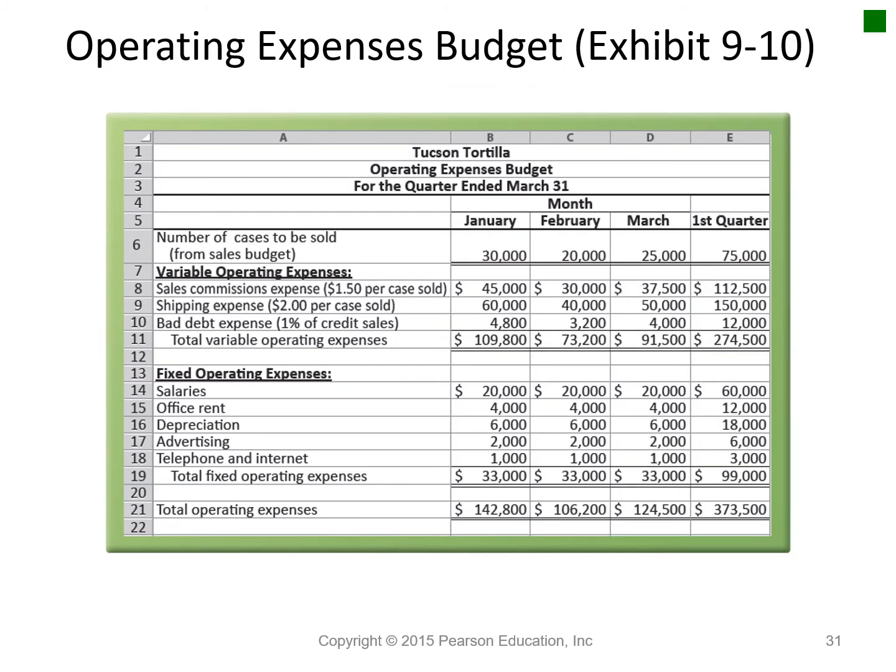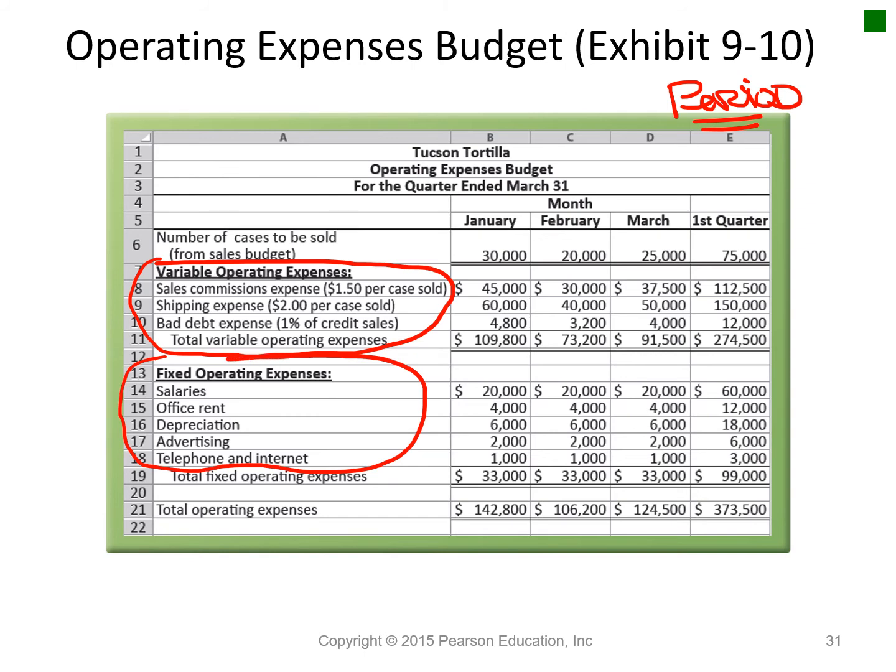All right, now the next budget or schedule is the operating expense. Think of this one as all of your period types of expenses, your general, selling, and admin. And notice it's similar in a way to the overhead budget, where they're going to break this thing apart by looking at your variable operating and your fixed operating. If you look at the categories in this example, you've got sales commissions, shipping, bad debts expense for variable. For the fixed, you've got salaries, office rent, depreciation, advertising. Again, everything on this schedule, it's not production, it's your period cost.